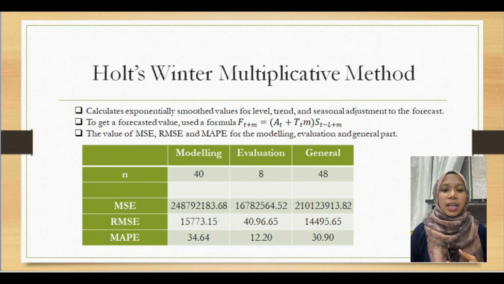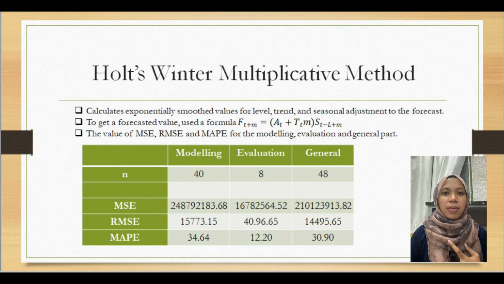Tt. Then to get a forecasted value, we use the formula F(t+m) equals (At plus Tt multiplied by m), and all of that is multiplied by S(t minus L plus m). Then we divide into three parts, which are the modeling part, evaluation part, and general part, to get the values of MSE, RMSE, and MAPE.